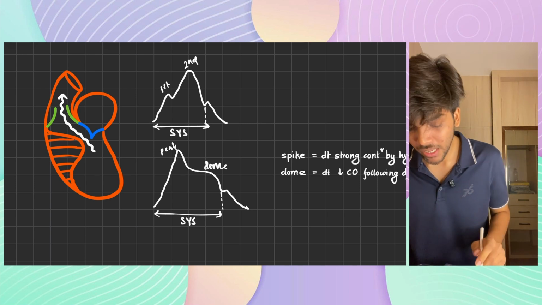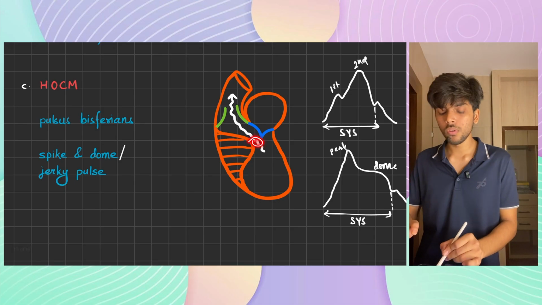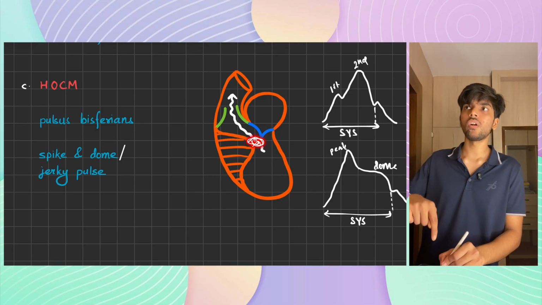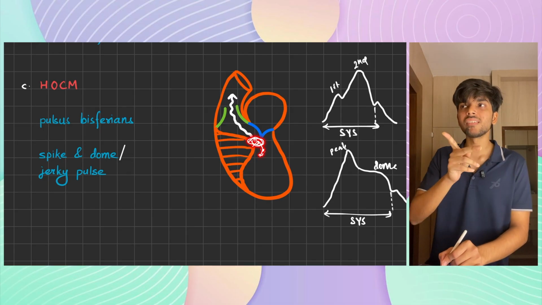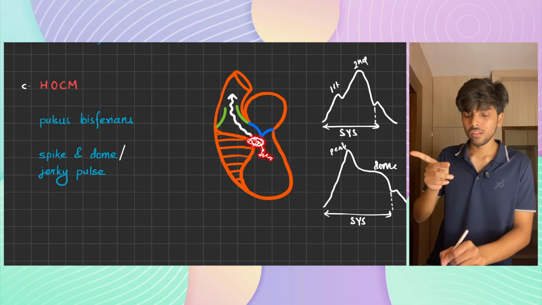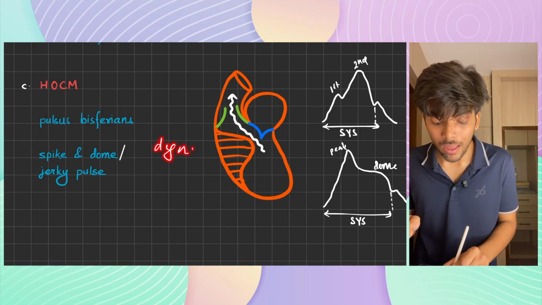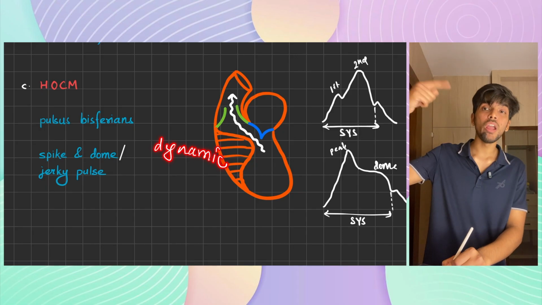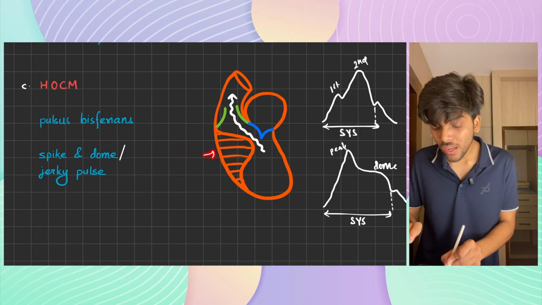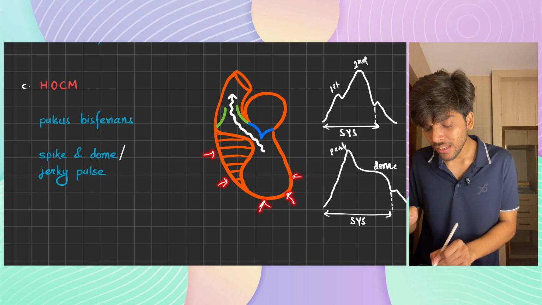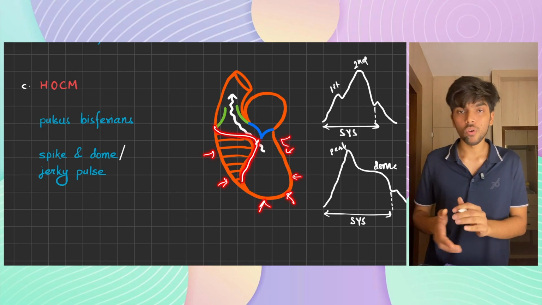Now, why is there a peak and a dome? I just said that it is going to obstruct the outflow. If it is obstructing the outflow, should it not be like aortic stenosis? Should there not have been pulsus tardus, pulsus parvus et tardus? No, because the obstruction here is dynamic. The obstruction in aortic stenosis was fixed. Dynamic means it is only when the ventricle contracts that the interventricular septum plops in and obstructs the outflow.